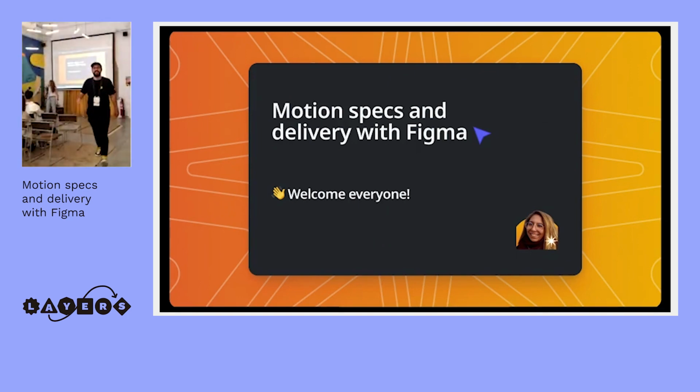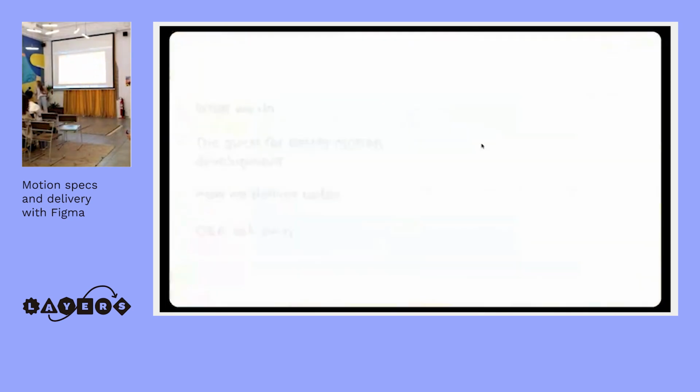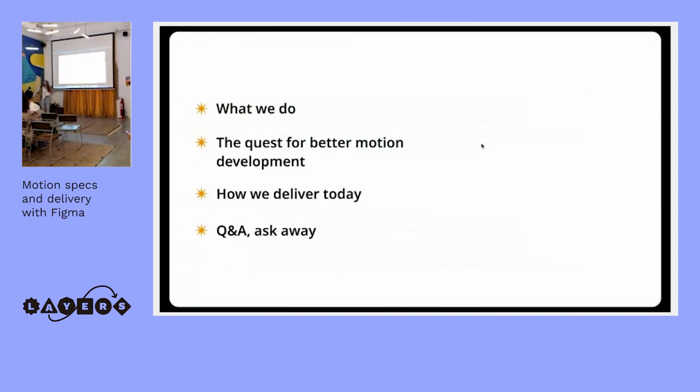Hi, everyone. So this presentation that we just saw was about design system and naming convention. I'm continuing a little bit of that within the design system, most specifically on motion specs. So basically, what I'm going to do is talk about a little bit of what our design system does, the quest for better motion development, how we deliver today.